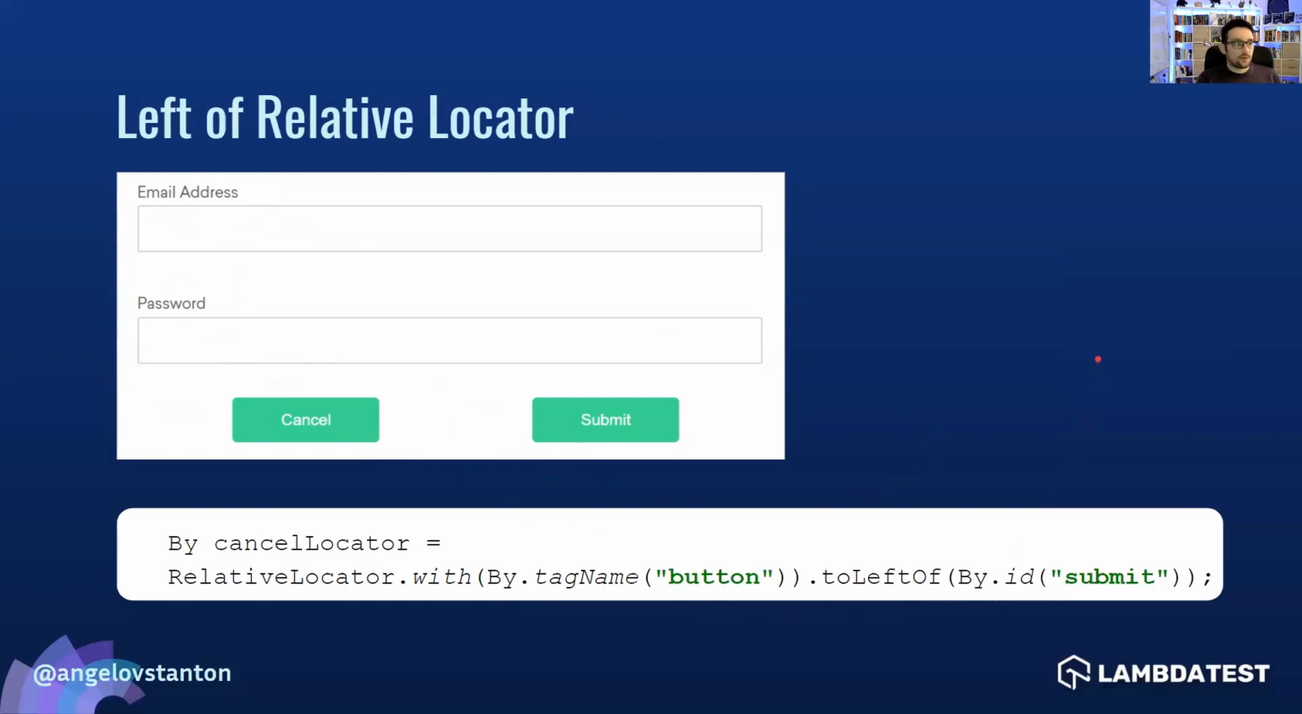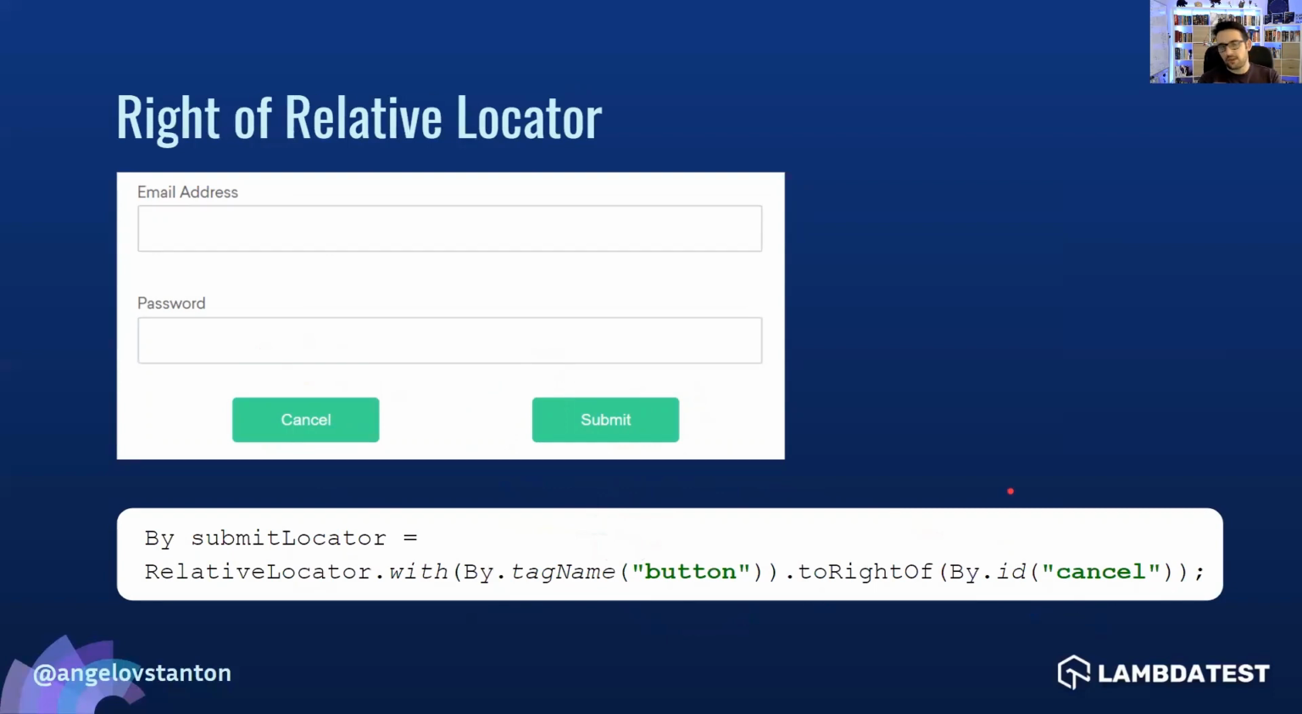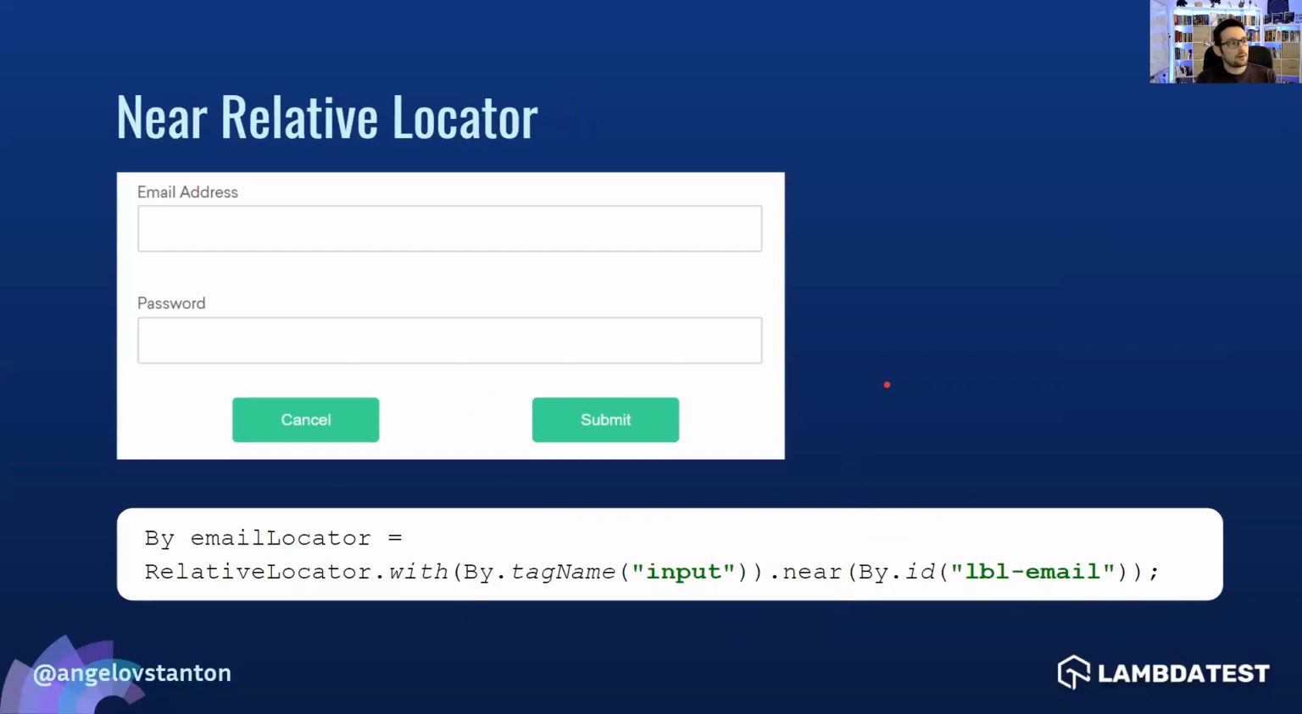And as I said, we have left of and right of. This is why we can use this example for these two buttons, cancel and submit. And in this case, we say, please find me the button that is left of this submit. So we are searching for this cancel button, that is of type button, right? It has this tag, and we say to the left of this submit that can be found by ID submit. And vice versa, we can have right of, if we switch the positions, right?